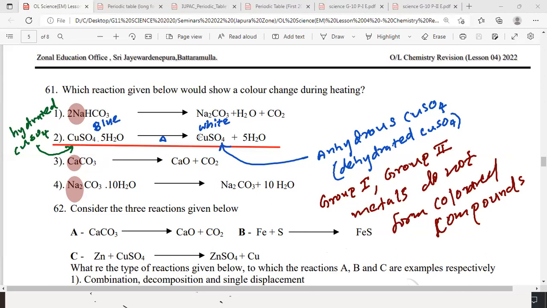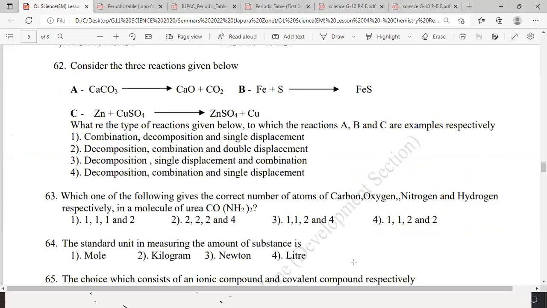The answer is second. Question number 62, that is from grade 10, the last few lessons. Any volunteers? That's a type of reaction. Without looking at the answers, just write in front of each equation A, B, C, what is the type of reaction? Then check the answer. Any volunteers? Question number 62, the answer.